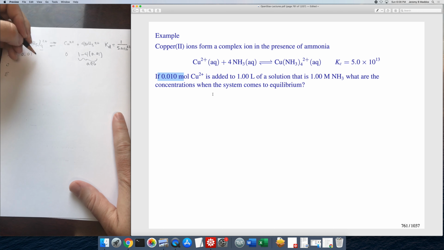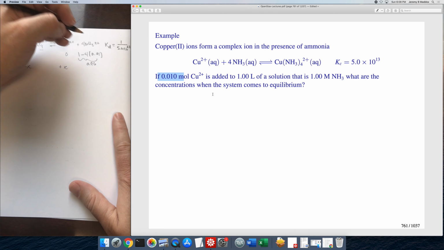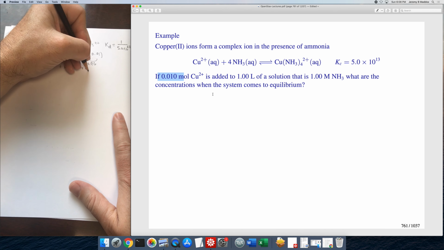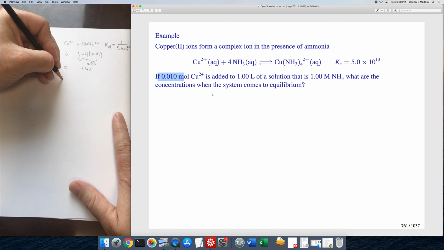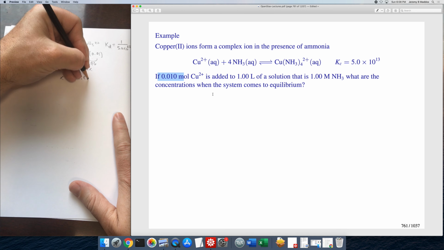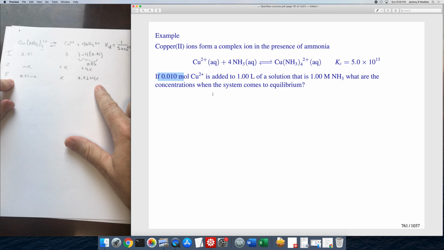Now, the change line. Some of the complex ion is going to dissociate. That's going to give us a little tiny bit of free copper, and we're going to get back some of that ammonia. 0.01 minus x, 0.96 plus 4x.